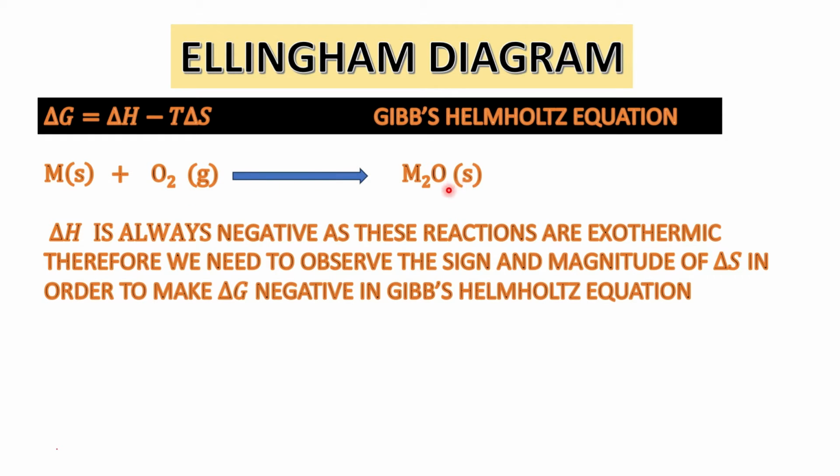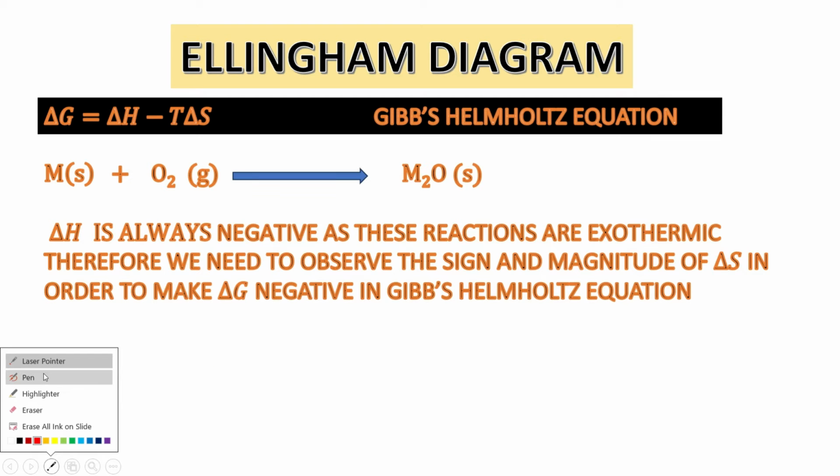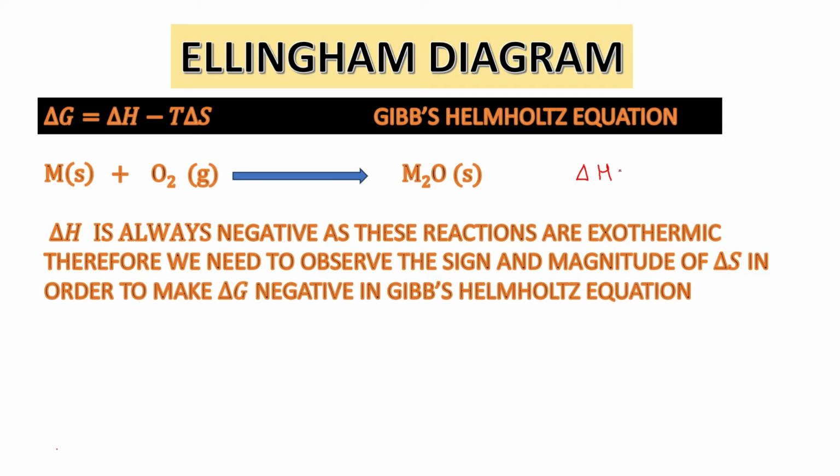Whenever you are treating oxygen with the metal at high temperatures, basically this is the combustion process, and combustion processes are always exothermic. Since these processes are exothermic, for these reactions delta H is always negative. Here your favorable condition is that delta H should be negative, so it is negative for these combustion processes, which I have written over there. Therefore we need to observe the sign and the magnitude of the entropy change, that is delta S, in order to make delta G negative in the Gibbs-Helmholtz equation.